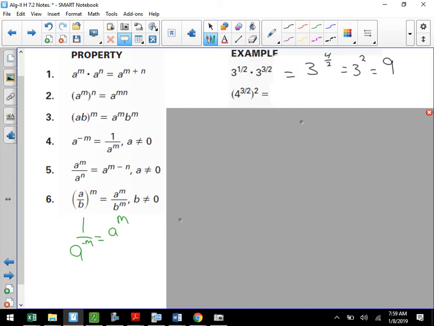Same thing here. 4 to the 3/2 quantity squared. Well, that's the power to power rule. What's 3/2 times 2? 3. And again, 4 to the 3rd, 64. Not too terrible so far.